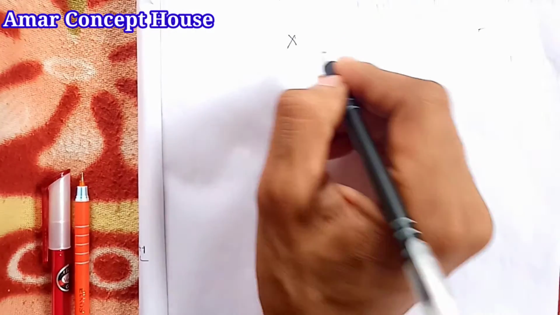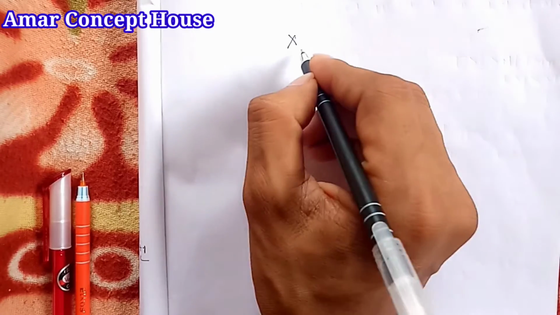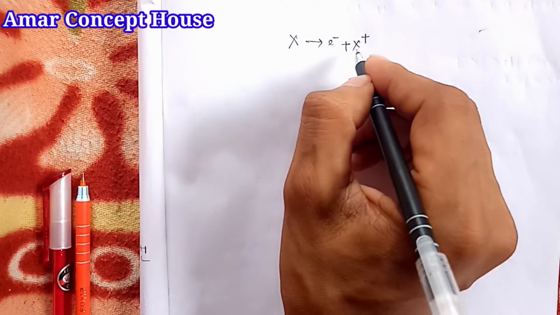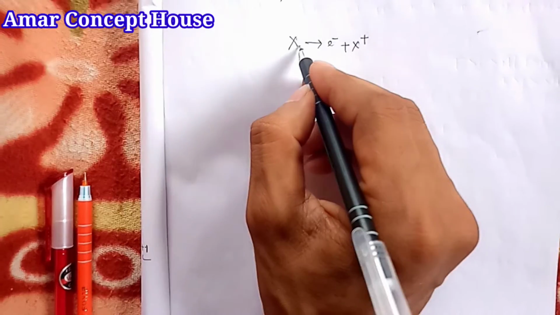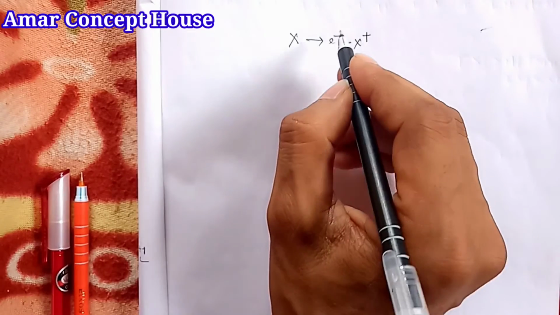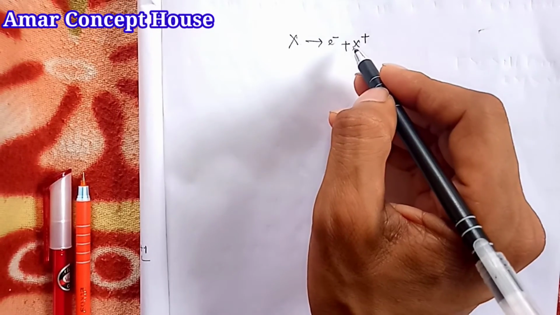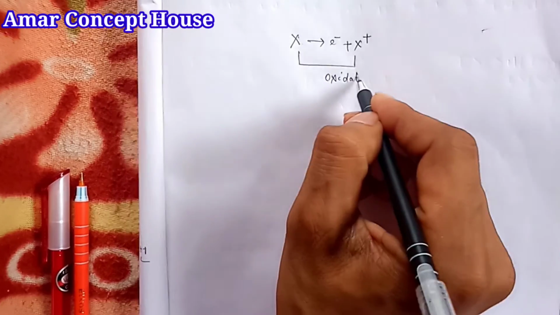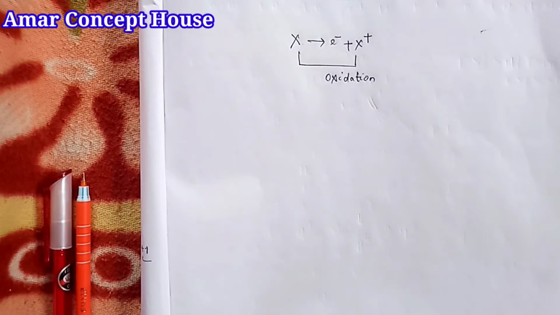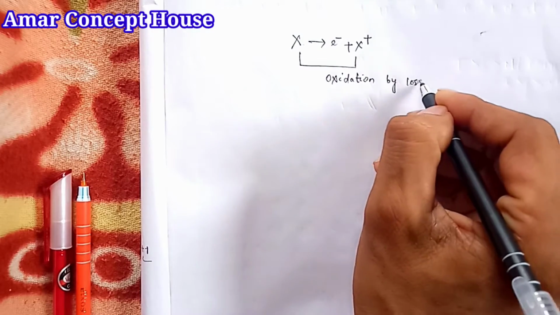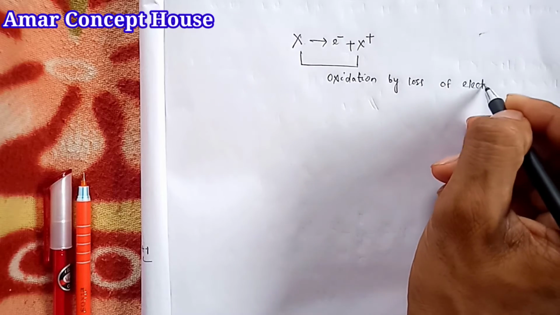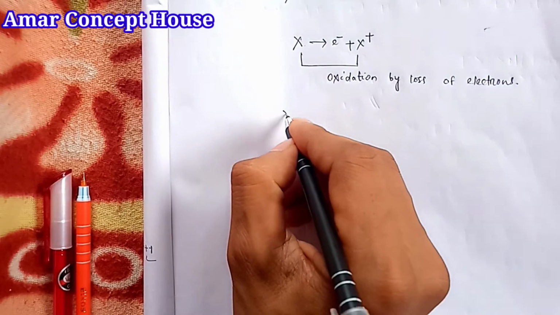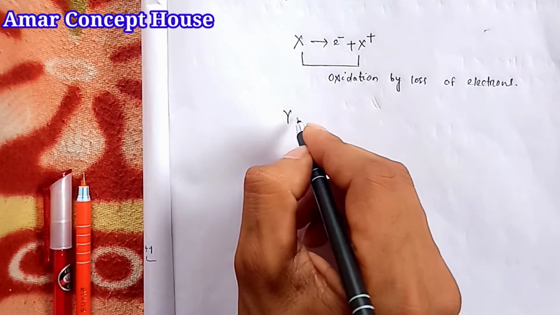Suppose I take an atom X and it lost an electron. It lost an electron and X becomes X plus. Why did I write X plus? Because X lost an electron, so its formal charge is positive. So here I am saying oxidation is happening by losing an electron. Oxidation is by loss of electrons.